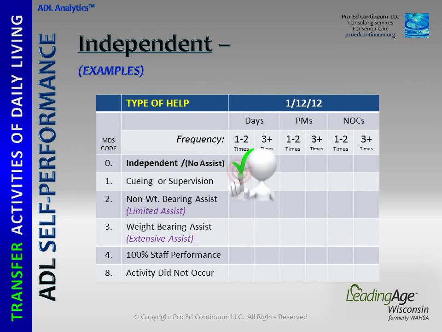Remember, if you help out even 1%, then independent should not be indicated. A heavier type of help should be indicated, such as non-weight-bearing assist or weight-bearing assist.